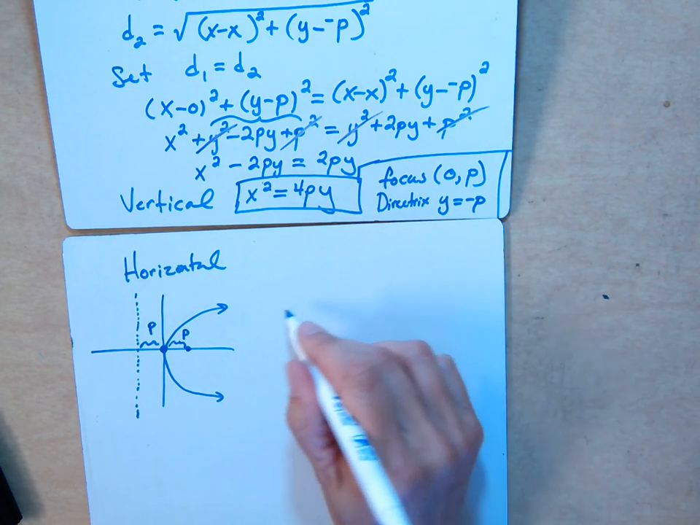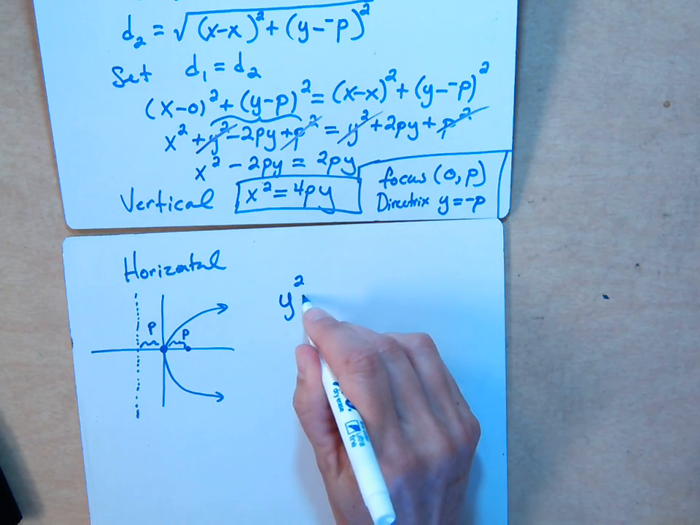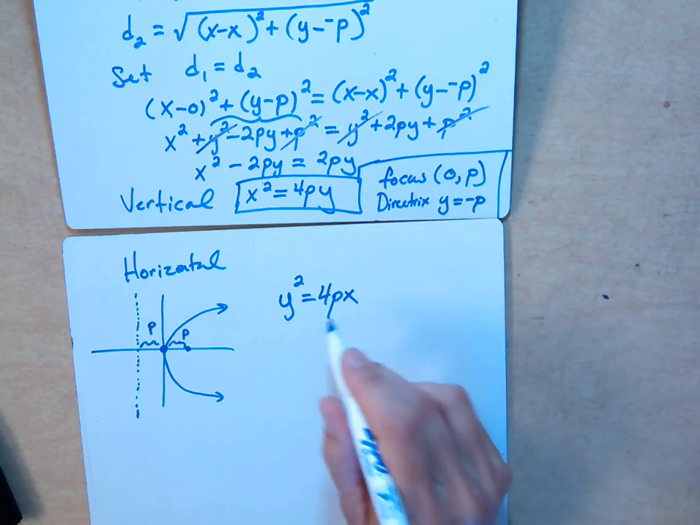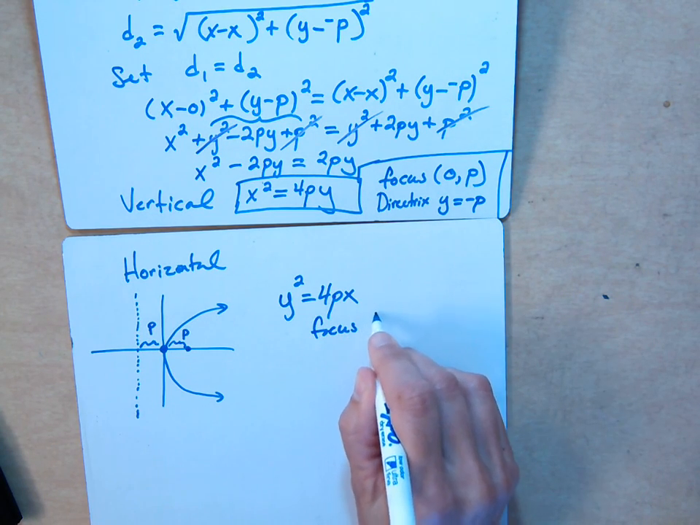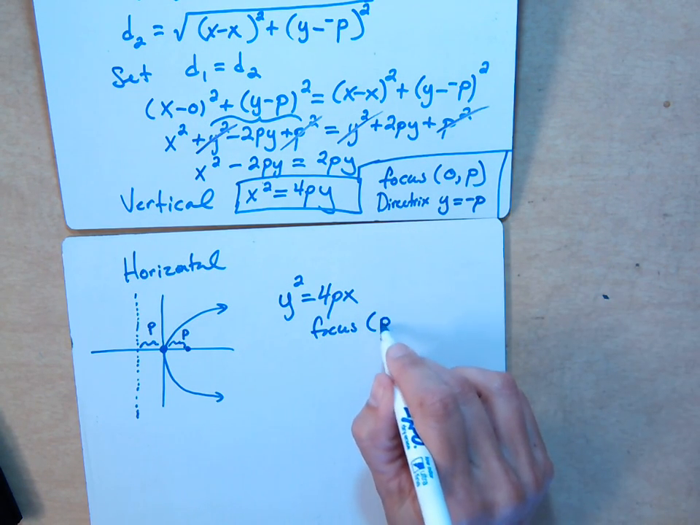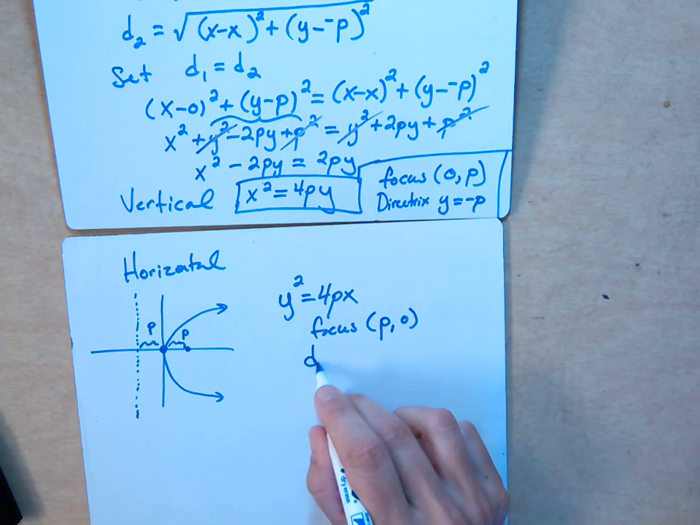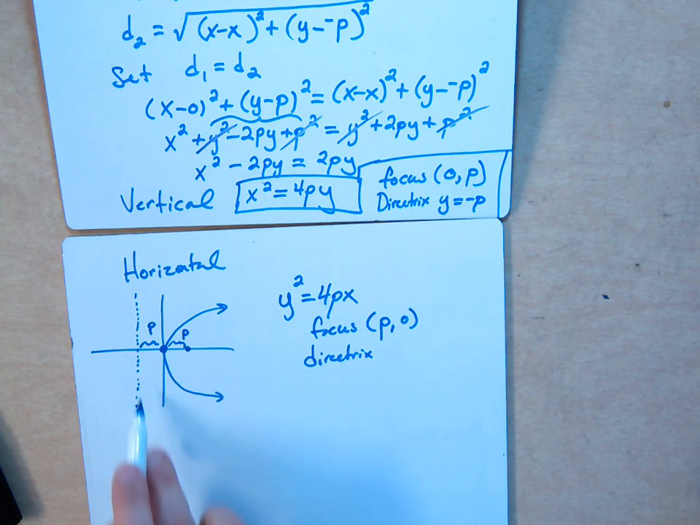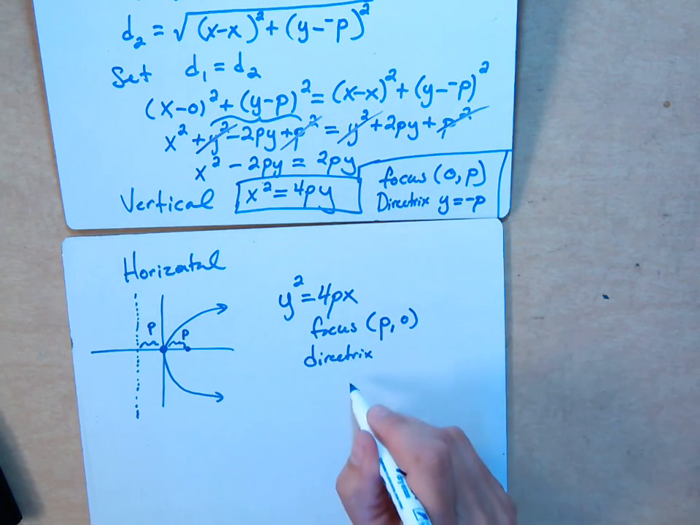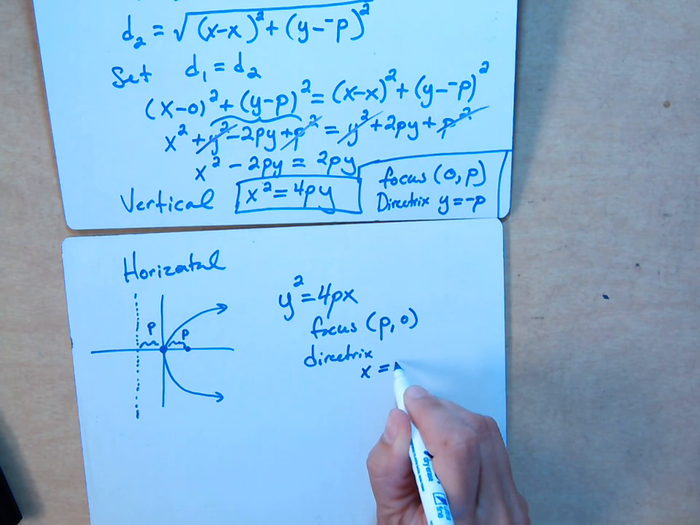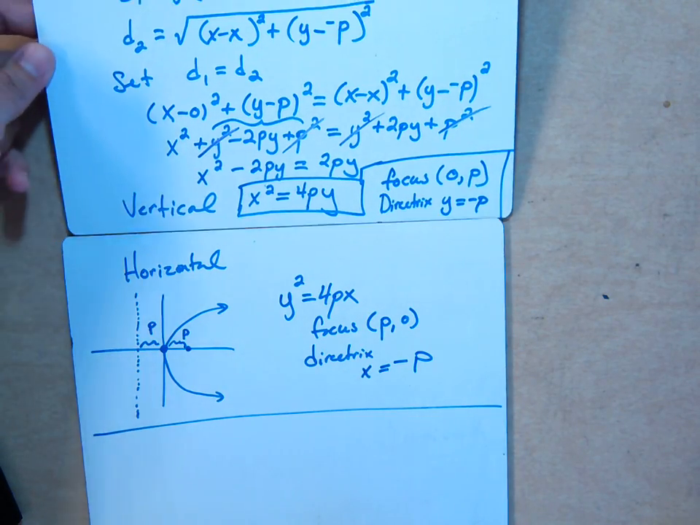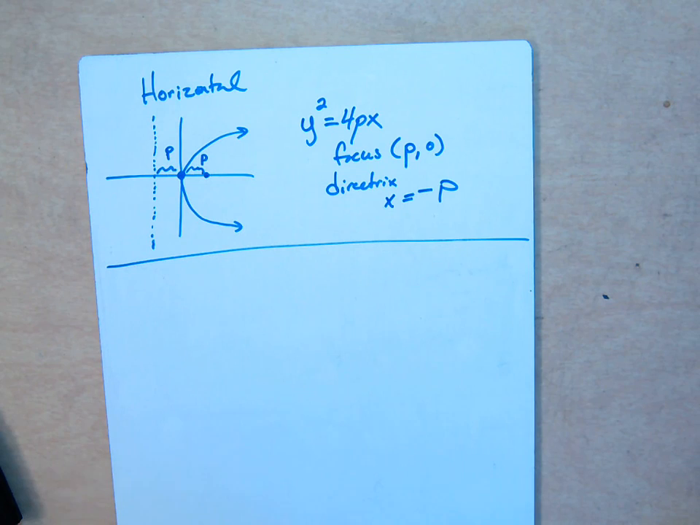And so then you would have this equation, y squared. If it opens along the x-axis, it's y squared equals 4px. And the focus would then be the coordinates p, comma 0, and the directrix would be a vertical line, so x equals negative p. It's always the opposite of p. So there are your equations. We'll break it into parts.